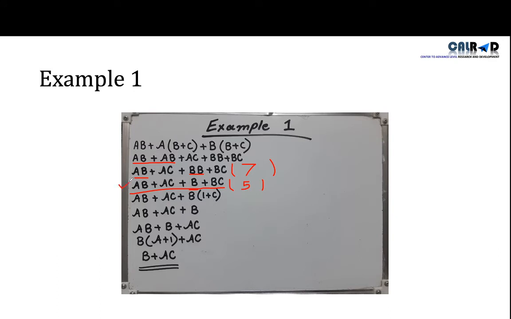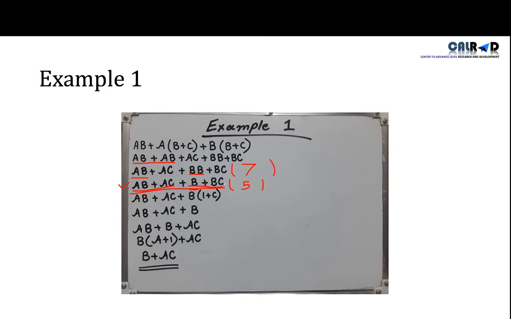Here we can take A common, but we will not. Why? Because if we take A common, the remaining will be B plus C, so it is of no use, because there is no such rule for B plus C, or two types of inputs. So we will not simplify this part. We will again move towards B plus BC.